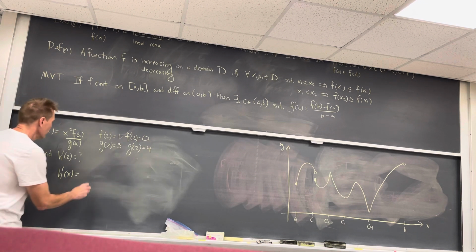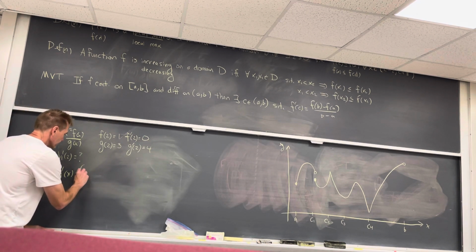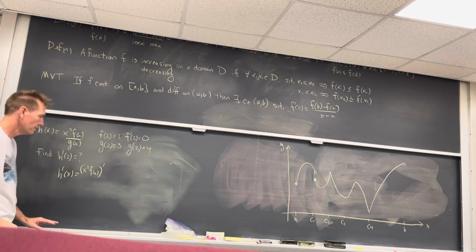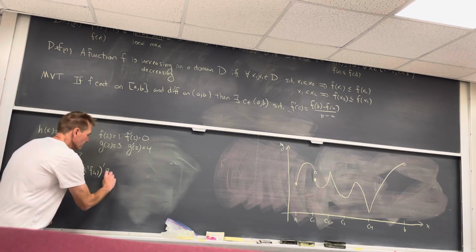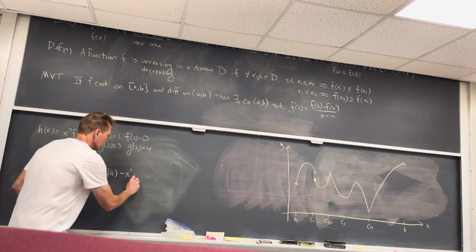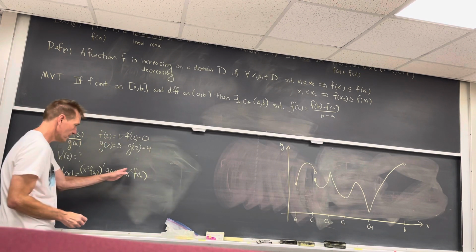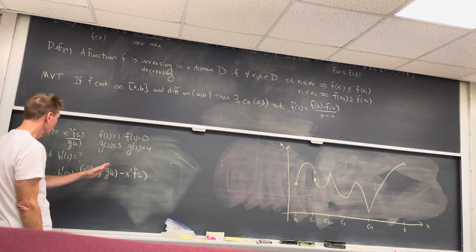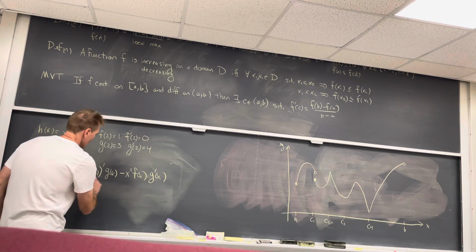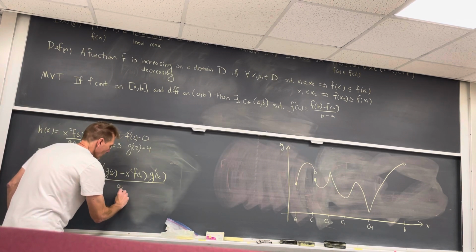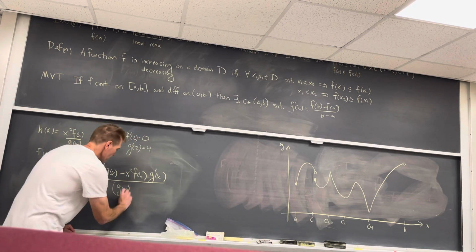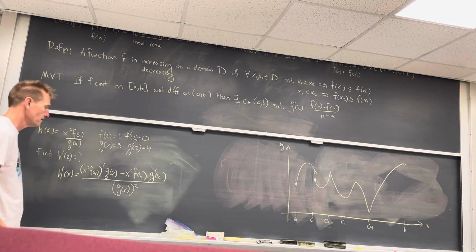So it's going to be the derivative of the top, and right now I'm just going to write it as the derivative of the top times the bottom, minus the top, which is just x squared times f of x, times the derivative of the bottom, all over the bottom squared. Did you say squared? That's exactly right.